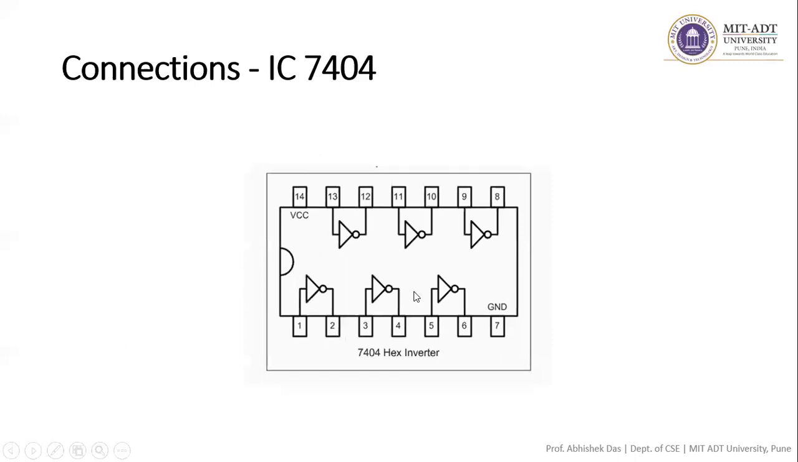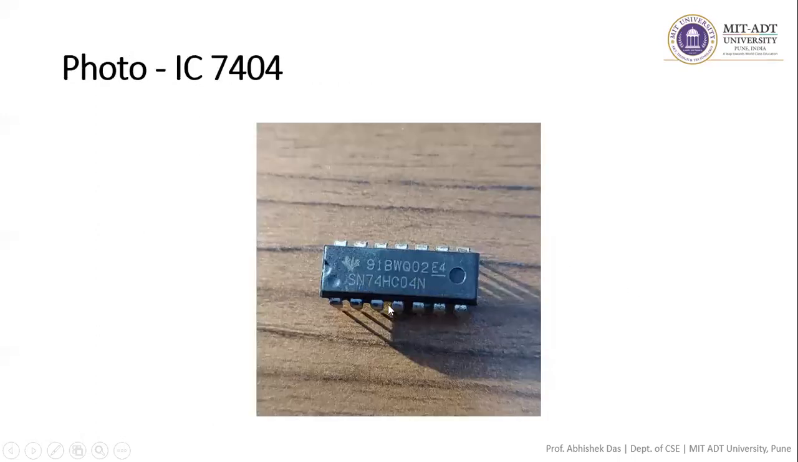This is the diagram example of how the NOT gates are connected. 1 is input, 2 is output, then 3 is input, pin number 4 is output. Similarly, pin number 5 is input, pin number 6 is output, 7 is ground, so it will be connected to 0, and VCC will be connected to a 5-volt supply. Then 13 is input, 12 is output, pin number 11 is input, pin number 10 is output, pin number 9 is input, pin number 8 is output.